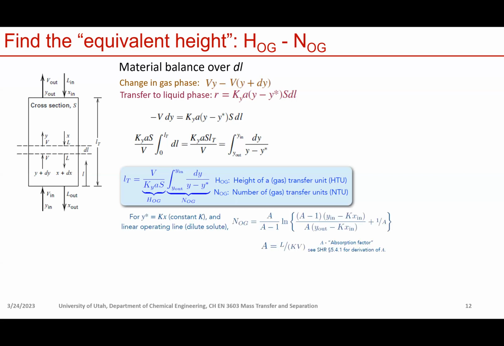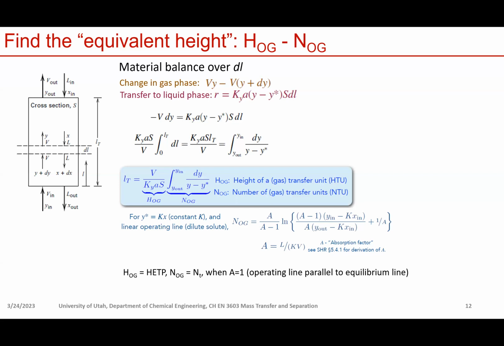Then for a constant K value and a linear operating line, right? We'll talk about this later. When you have a dilute solute, you have a linear operating line. You can compute the integral of this term as a function of A and y in, x in, and y out. Right? A here is basically L over KV. As we will show later, this is the ratio of the slope of the operating line versus the slope of the equilibrium line, right?